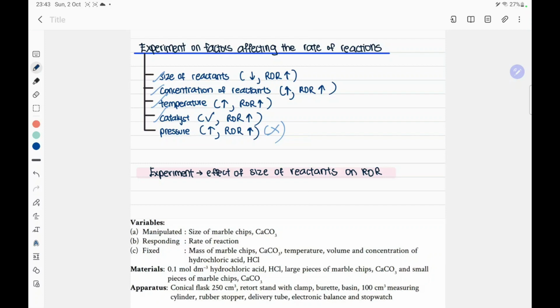the rate of reaction. As we know, when the size decreases, the rate of reaction increases, and this is our hypothesis. This is our smart guess. We already know this, so now we are going to see how we can actually conduct the experiment.